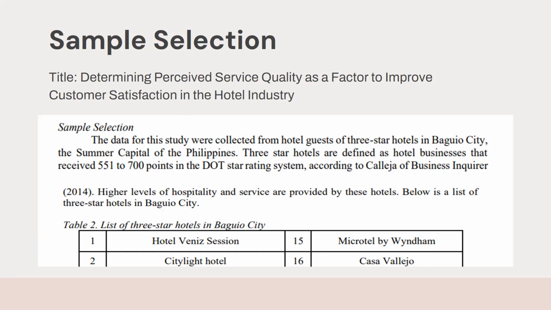Okay? So kapag pinasulat ko sa inyo yung data gathering nyo, and then pinalagyan ko ng information about your respondents, so pwede ganito yung gawin nyo. So, magbigay kayo ng information regarding your respondents and kung anong classification nila. Example, they're hotel guests ng mga 3-star hotels in Baguio City or they are consumers ng certain product na yun or ng certain organization, ganun. Depende yun sa study nyo. So, this is an example.